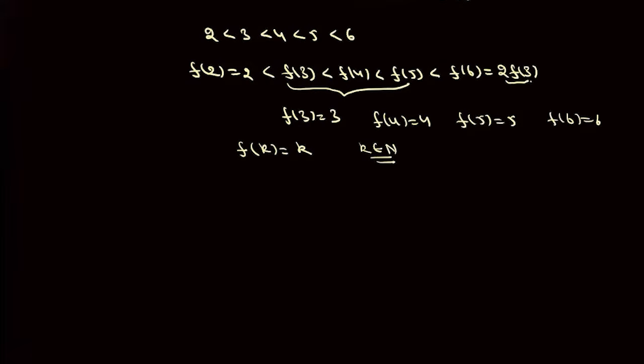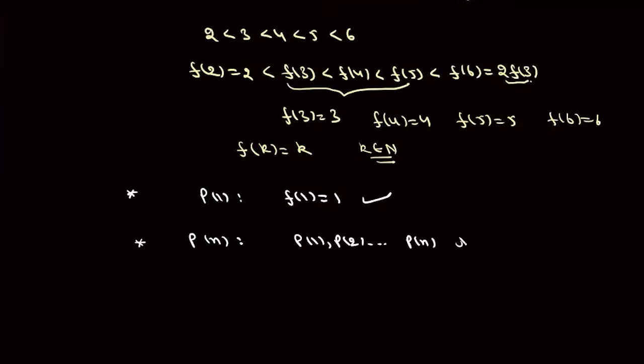Now we prove it using strong induction. So our first case, P(1): f(1) is 1, this is true. Second, assume P(n) is true, or all the cases from P(1), P(2), up to P(n) are true. That is, f(k) will be equal to k when k is less than or equal to n.